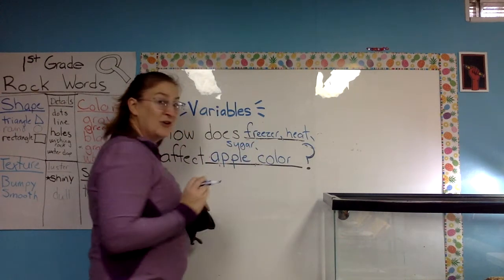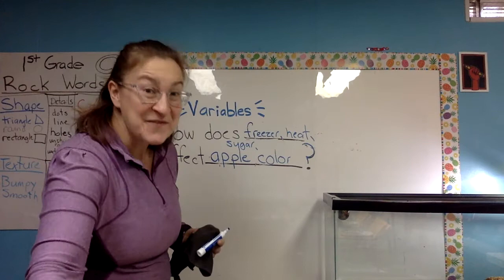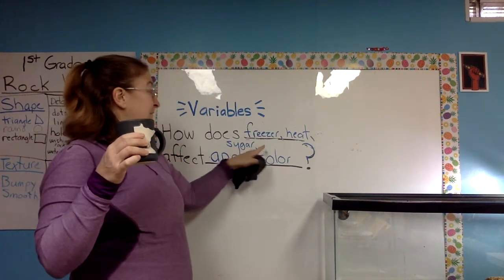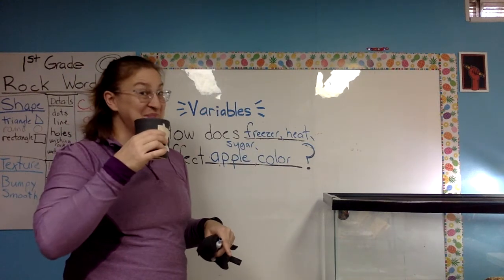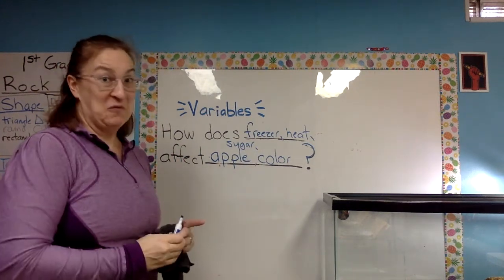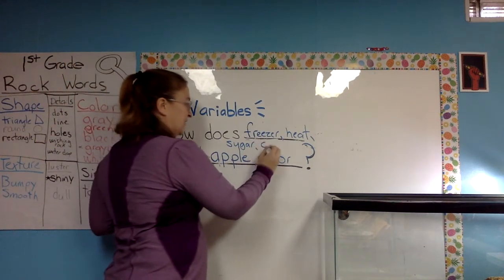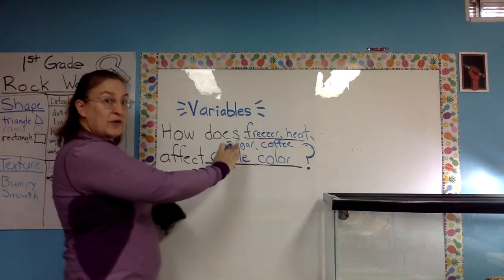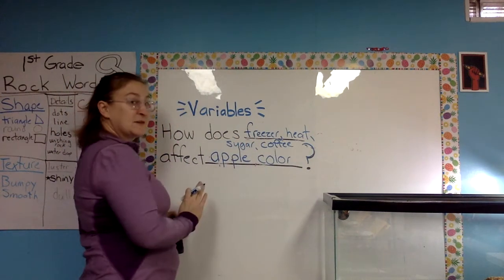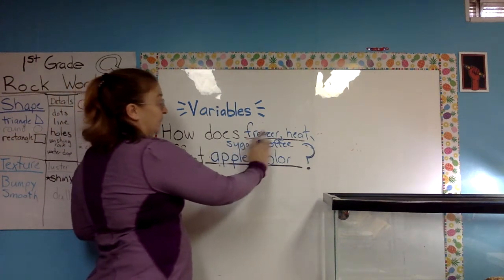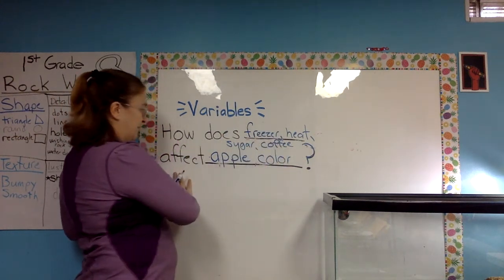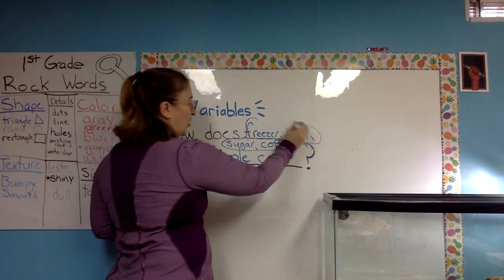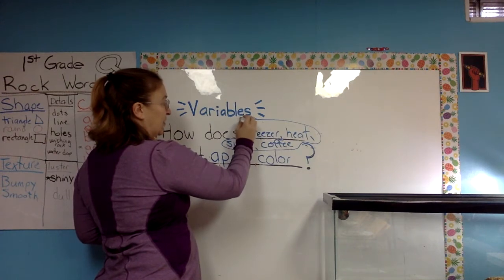You asked me to put an apple in coffee, and then you talked me into tasting the coffee apple, and coffee was a variable. And I like my coffee, but coffee apple was not good. But coffee was a variable. And all of these things we tested were the variables for our apple color experiment. So how does a freezer, heat, sugar, coffee affect apple color? These things here are all of the variables in our experiment.